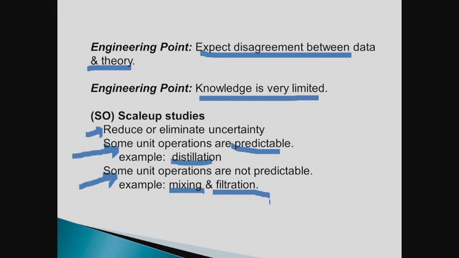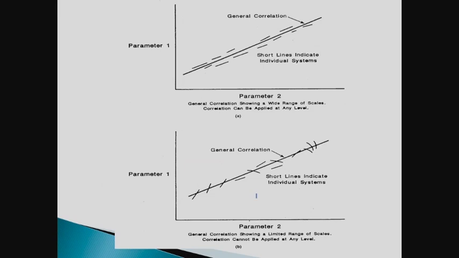So one distinguishing feature between predictable and unpredictable processes is whether Aspen can be used in the calculations or whether it cannot be used. And after you have the Aspen calculations, whether they make sense or not.